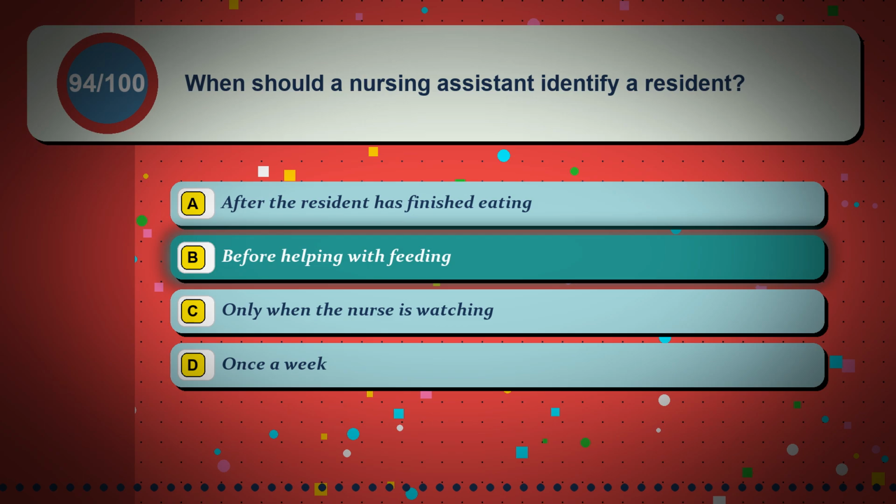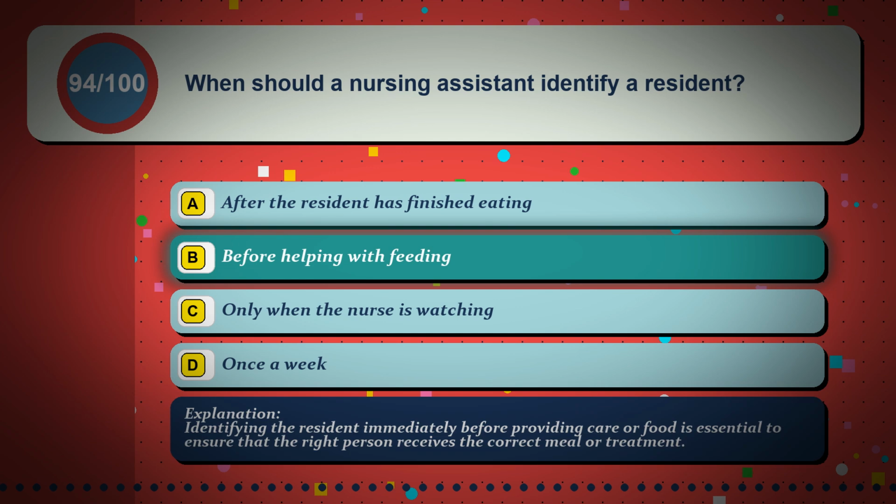The correct answer is option B. Before helping with feeding. Identifying the resident immediately before providing care or food is essential to ensure that the right person receives the correct meal or treatment.